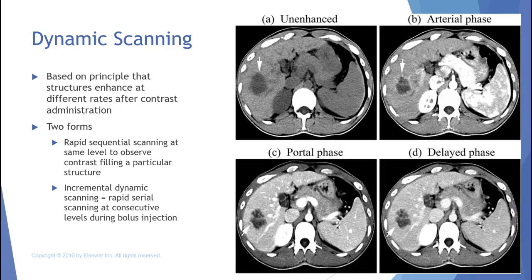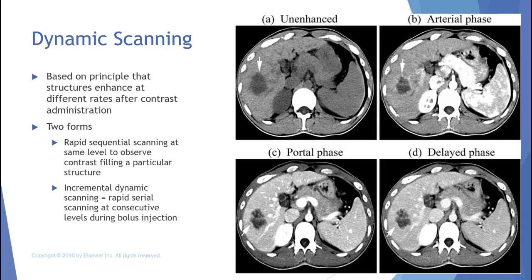Okay, dynamic scanning, and that just means that you have injected the patient with a bolus and you're going to take pictures as the patient's vascular system processes that bolus. Okay, so you're going to be looking at arterial flow, you're going to look at venous flow, you're going to look at delayed images, and usually you look at pre-injection flow, okay? So this is based on the principle that structures will enhance at different rates after contrast administration.